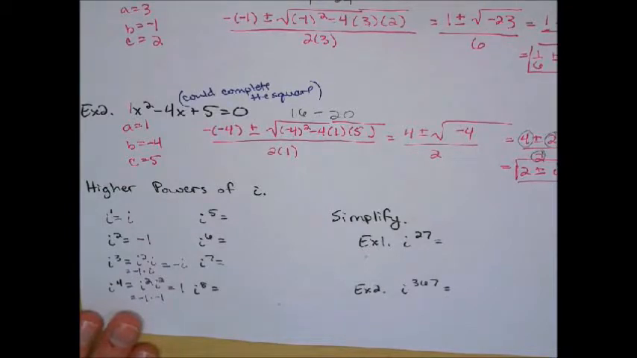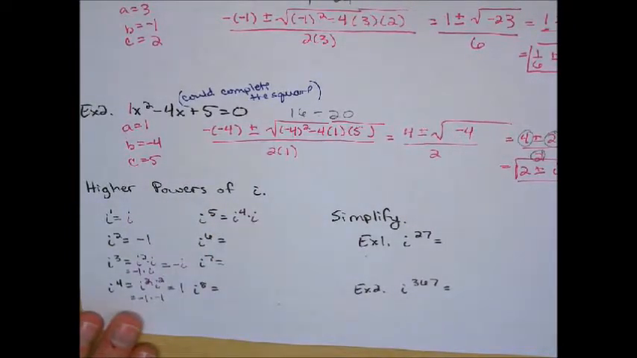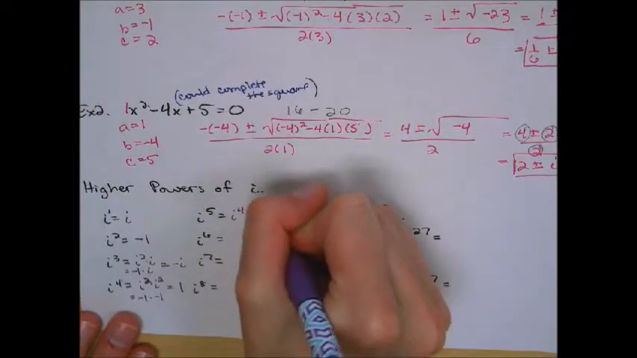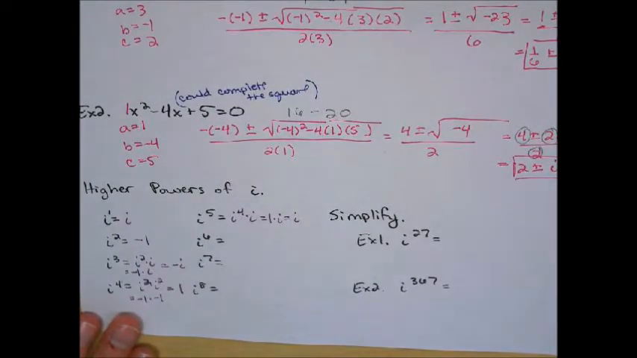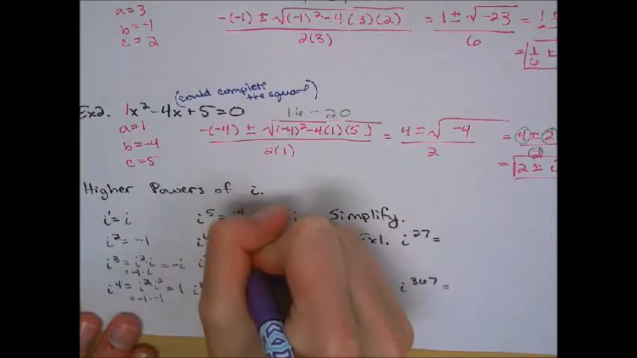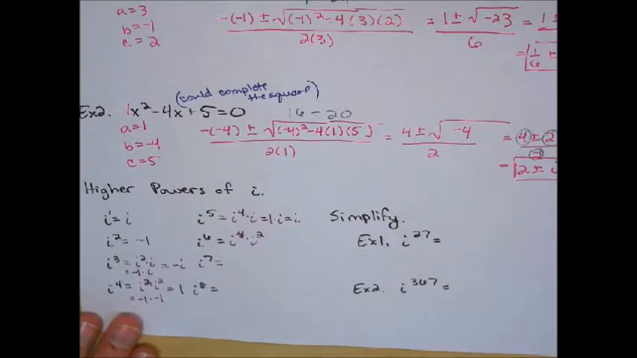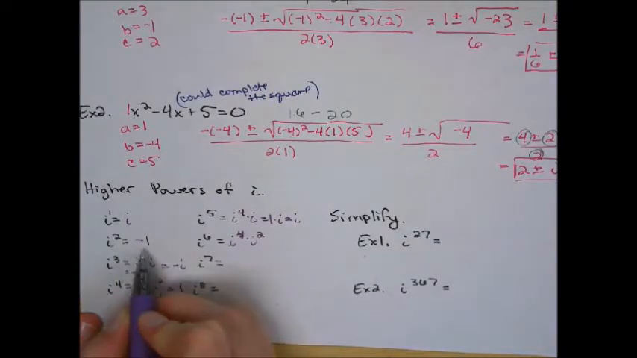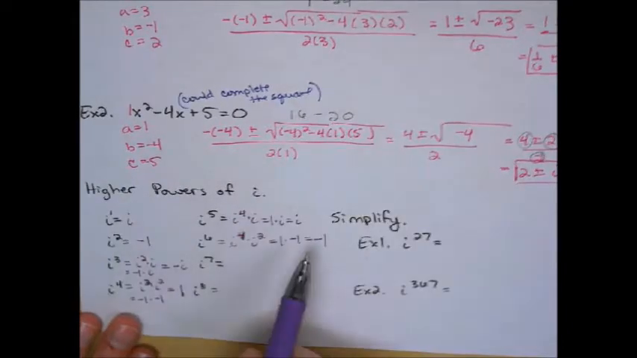Let's do I to the fifth now. Let's break it down. How can I break it down? Well, this one's I to the fourth times I. What do we know I to the fourth is? I to the fourth is 1. That's 1 times I, so that is I. I to the sixth, we have I to the fourth times I squared. I to the fourth, what's I to the fourth? I to the fourth is 1. I squared is -1. So that's 1 times -1. We get -1. Are we noticing a pattern?